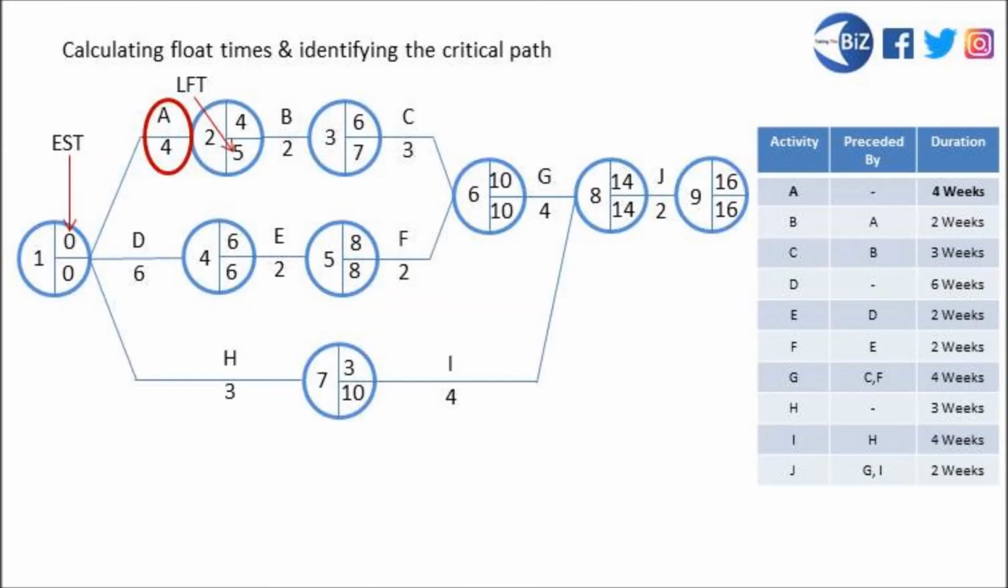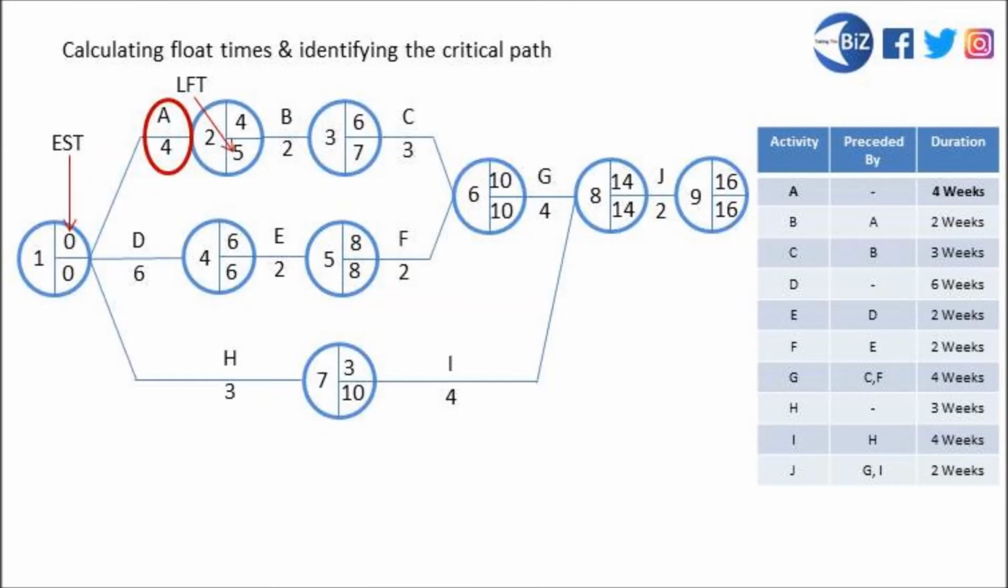And you can see that for activity A, it can kick off on week 0. It's going to take 4 weeks, but doesn't have to be finished until week 5. So we can see that that's got a week that it could overrun by. It's got some slack, it's got some potential to overrun. It's got some leeway, if you like. It's what we call float time.